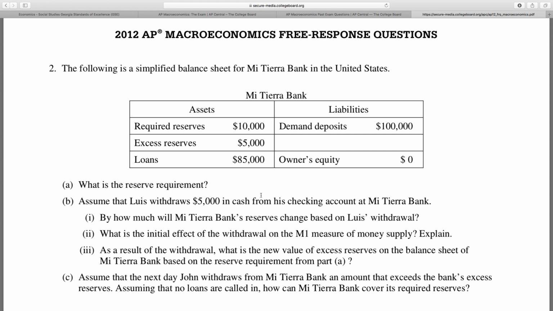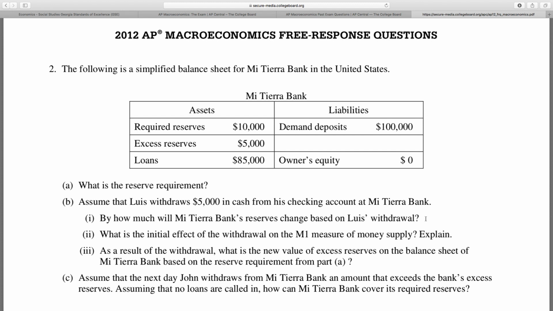Assume that Luis withdraws $5,000 in cash from his checking account at Mi Tierra Bank. By how much will Mi Tierra Bank's reserves change based on Luis's withdrawal? And by the way, I know you guys have done this one a couple of times, but again, it doesn't hurt to repeat these. Okay, well, reserves is both required and excess. So they're asking how much are these reserves going to change based on this guy taking $5,000 out of his checking account. Well, it's a balance sheet. So if you take $5,000 from your liability side, you've got to take $5,000 from your asset side. So the reserves will decrease by $5,000.